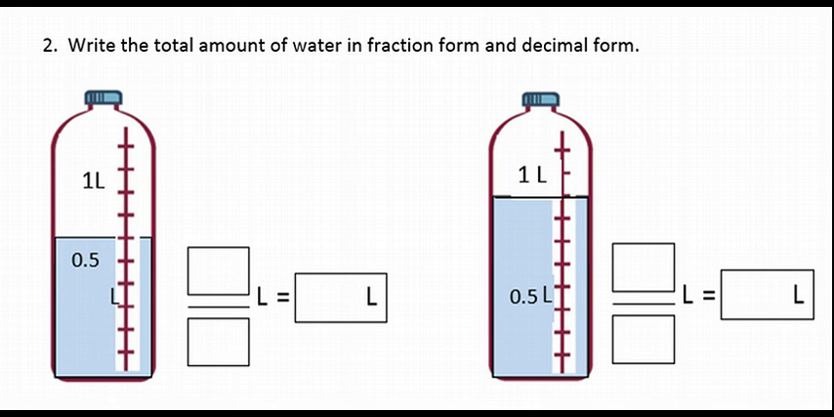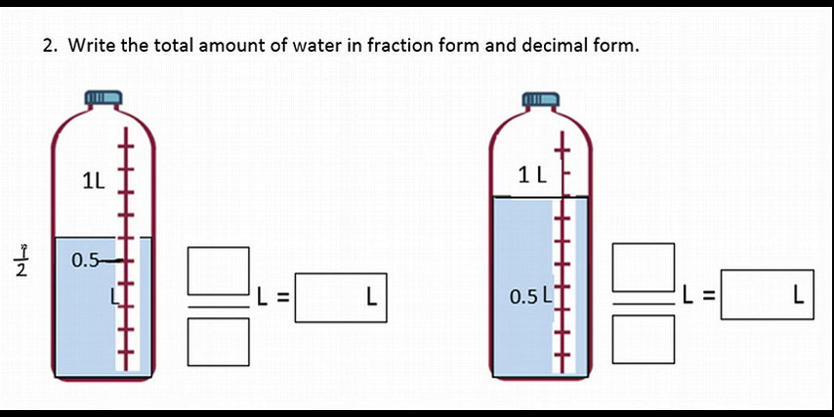The next problem says to write the total amount of water in fraction form and decimal form. So I have a 1-liter bottle that has been partially filled with water. This 0.5, that represents the halfway point. The entire bottle would be 10/10. This decimal is 5/10, so that's the halfway point, and that mark is at this line on the bottle.